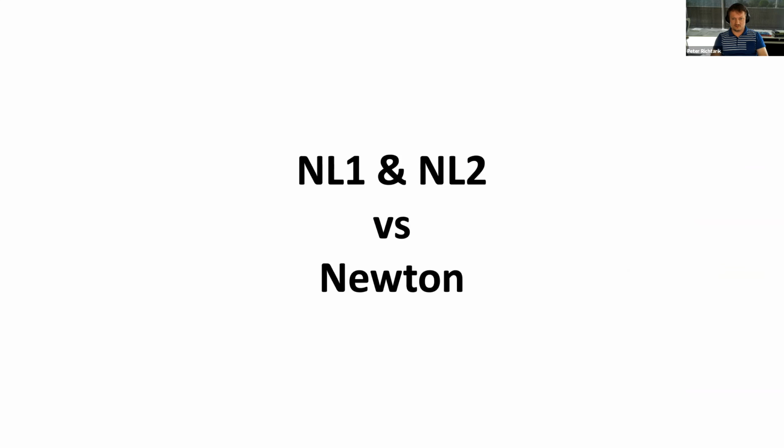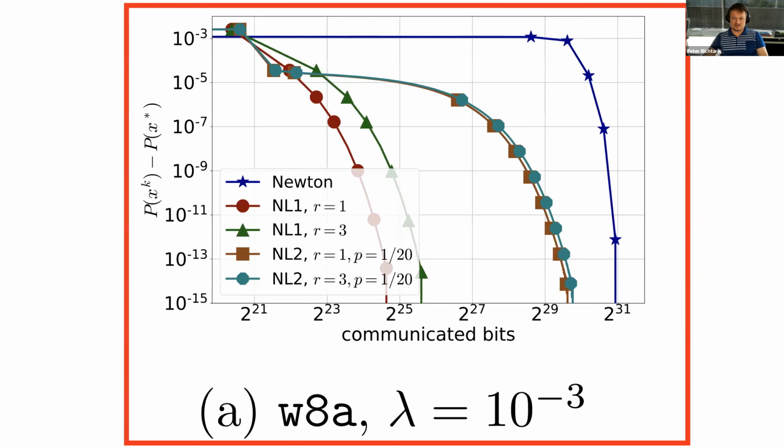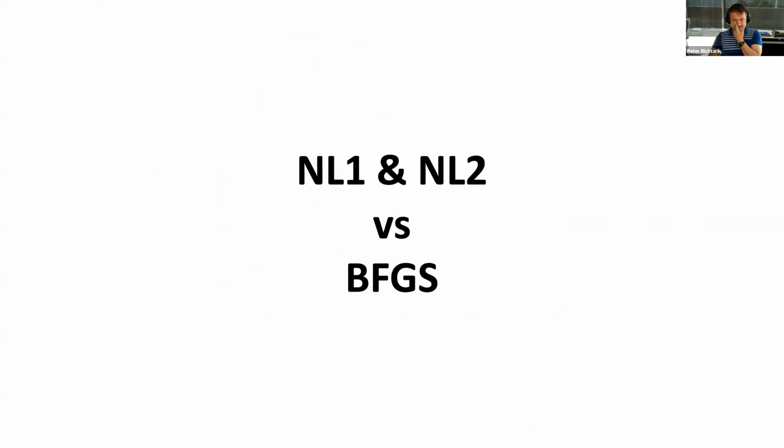Now let's compare with Newton. Again, we did a bunch of experiments. Let's focus on one. So here you can see that Newton's method for this problem from LIBSVM with this type of regularization needs 2 to the power of 31 bits to communicate from workers to master. Whereas the best of our methods, which is this Newton Learn with maximum sparsification, only needs 2 to the power of 25 bits. So this is 6 orders of magnitude improvement in powers of 2 in terms of communicated bits. So this is not 1% or 2%. This is a really huge improvement in communication, and we believe that this is very promising.